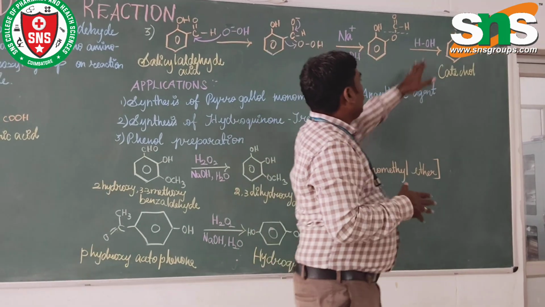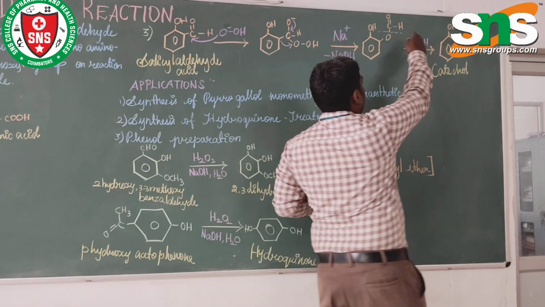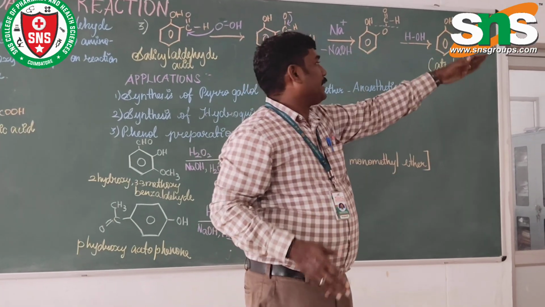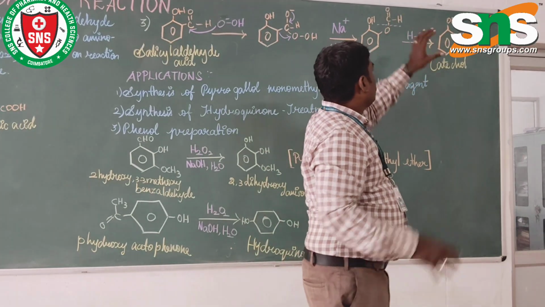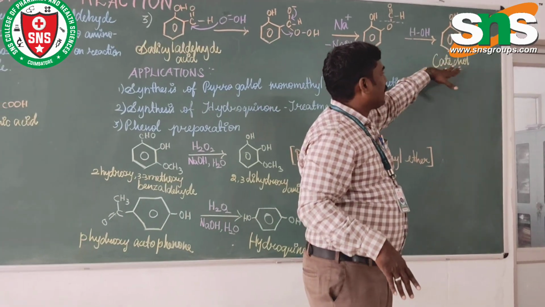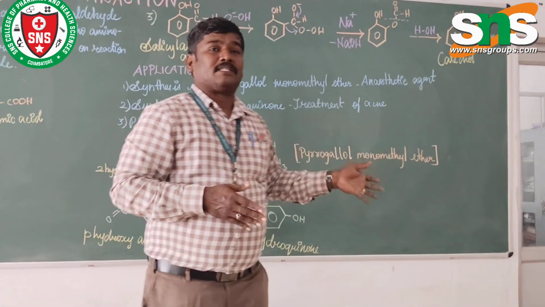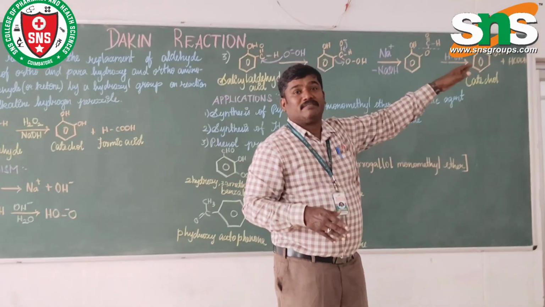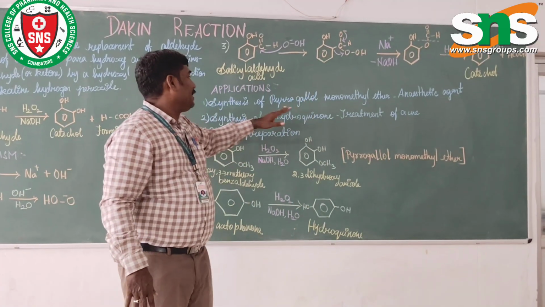Now we add a water molecule, HOH, here. What will happen? The HOH is added, CHO is eliminated, and one hydrogen will be added here, so catechol will be formed. So the aldehyde group is replaced by the hydroxyl group, and catechol is formed with the elimination of formic acid. Salicylaldehyde in the presence of sodium hydroxide and hydrogen peroxide is converted into catechol with the elimination of formic acid. So this is the mechanism behind the Dakin reaction.